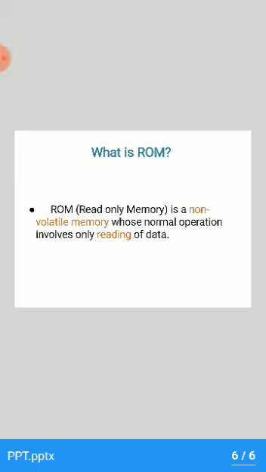Volatile memory means it needs a permanent power supply to retrieve the data from the storage. Non-volatile means it does not require permanent power to retrieve the information from the storage. Volatile, on the other hand, needs a permanent power supply to retrieve the data from the storage device.